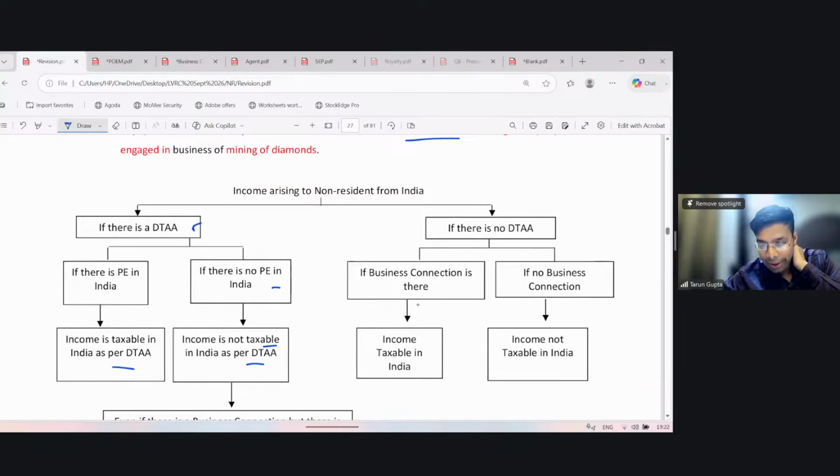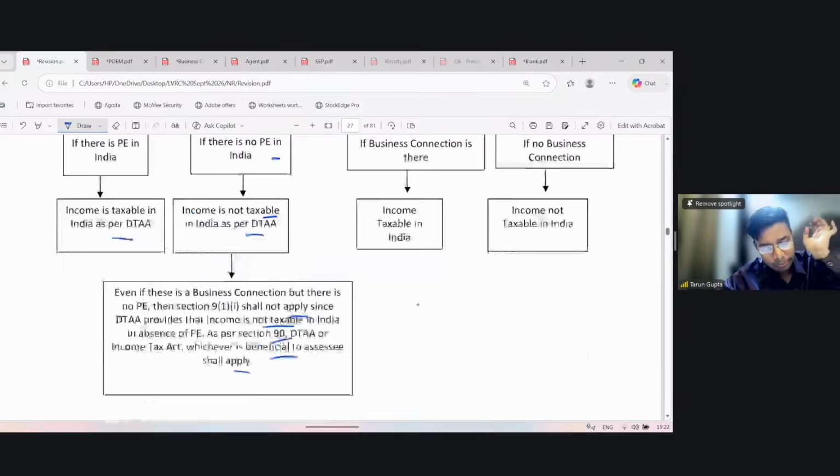If there is no DTAA, then there is no concept of PE, permanent establishment. Then we have to go back to the business connection. If business connection is there, income is taxable. If business connection is not there, income is not taxable. Simple.